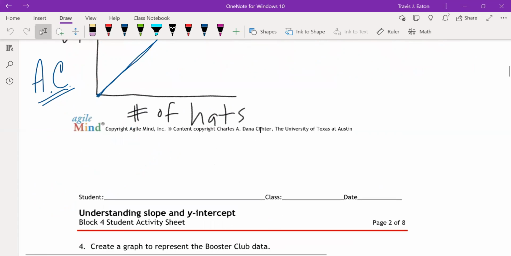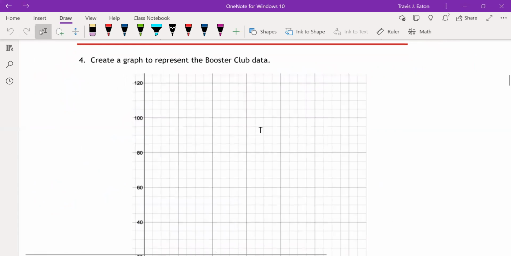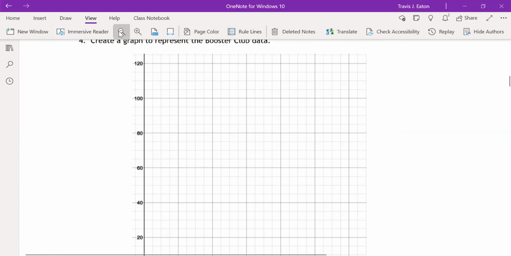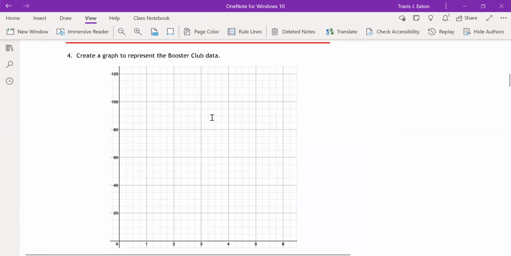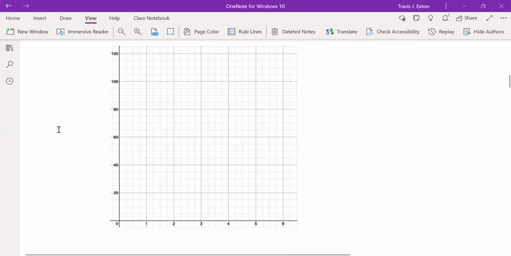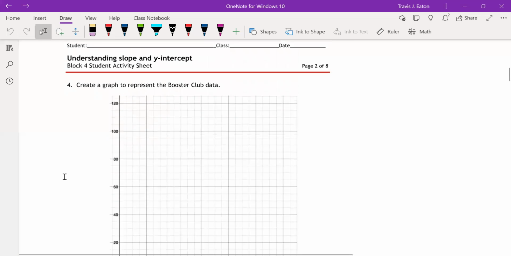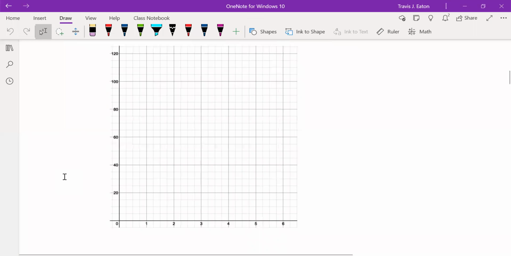And then moving on down here, this is where we actually get to create the graph to represent the Booster Club data. So I'm going to have to shrink this down just a tad, I think. There we go. To graph this information. And of course, we want to make sure that we label our graph appropriately, right? You don't want to not have a labeled graph. And so this is our money side of our graph. Whoops, doggone it. It moved. It moved because I didn't have it set to draw.